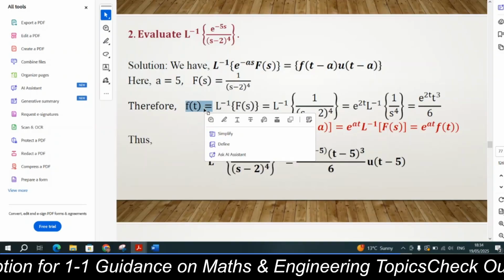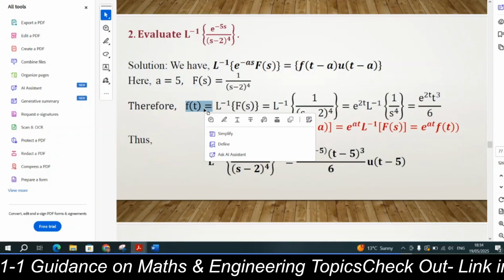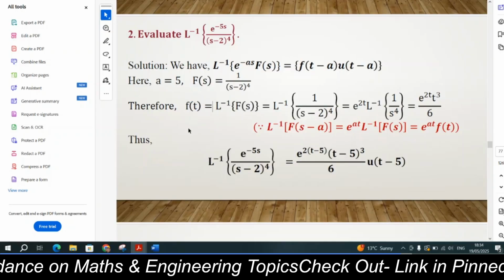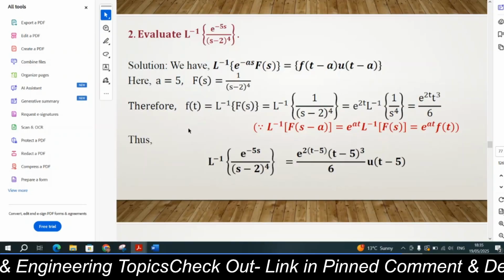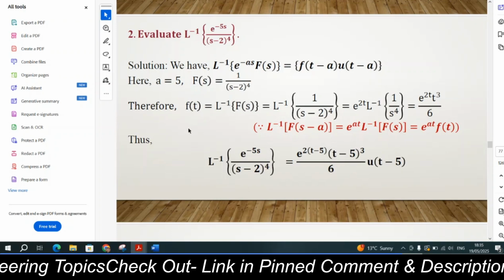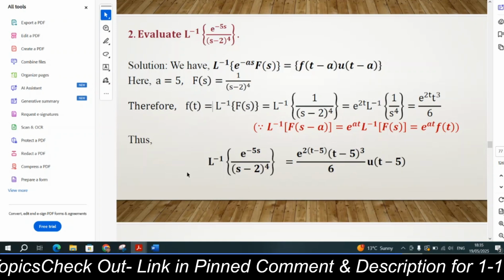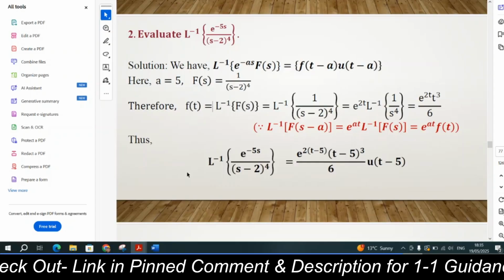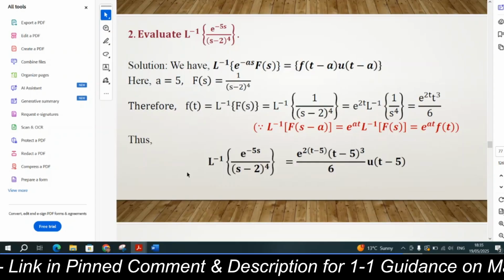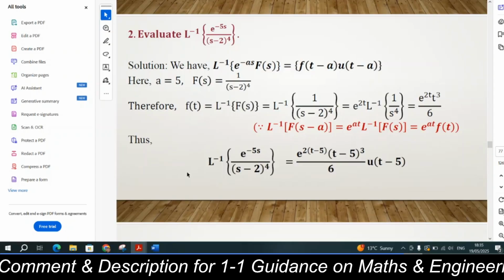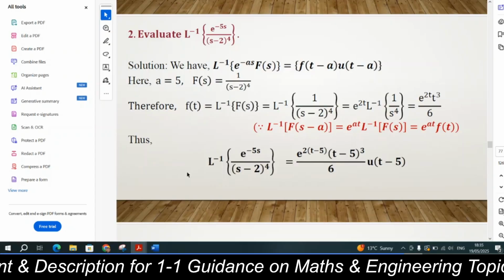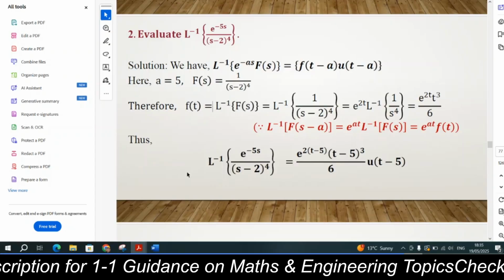So in the Heaviside second shifting, we have a equal to 5. Correct. But when we're doing the first shifting, our value of a is plus 2. Correct. So after we finish the first shifting to get the value of f of t, we replace t by t minus a. Yeah, that's correct. A little bit heavy. No, I got it. It took a little time, but I understand.